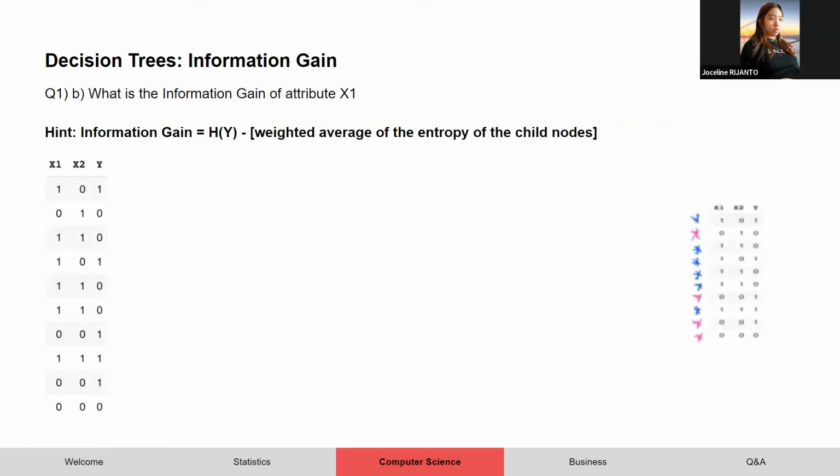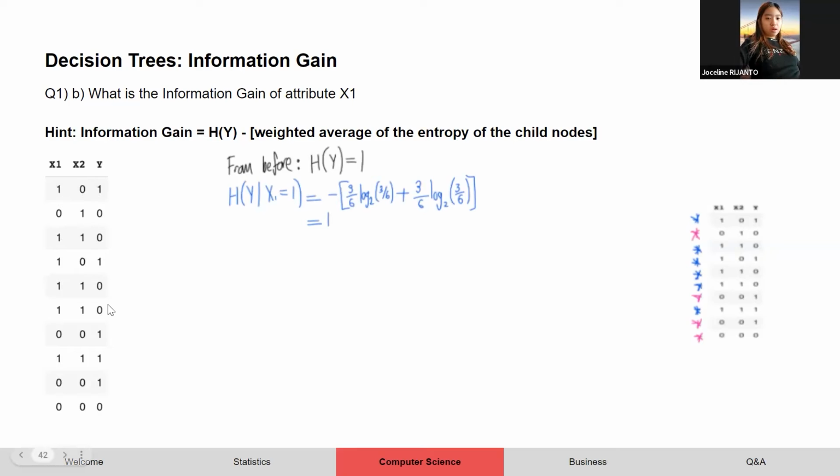All right, so now we're going to talk about how we can calculate information gain. It's when we take the entropy we've calculated before, which is for y, and then we subtract the weighted average of the entropy of the child nodes. First we will start with the feature x1. Basically, we have 6 values where x1 equals 1, and from there we have 3 values where y equals 1, and we also have 3 values where y equals 0.